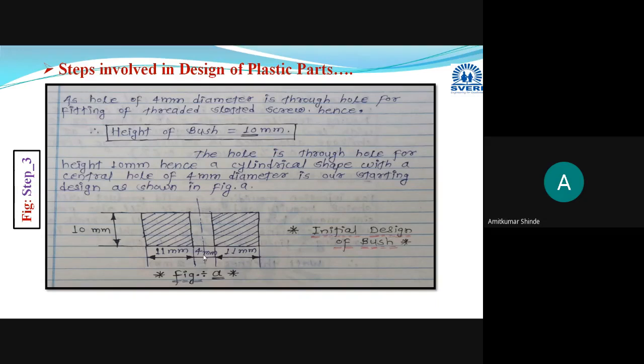If suppose we decide this as our final design and we try to manufacture it, then what will happen? Due to this heavy section, sink marks will occur. You can say that warpage will be there. Initially, shrinkage will occur, then warpage will be there.